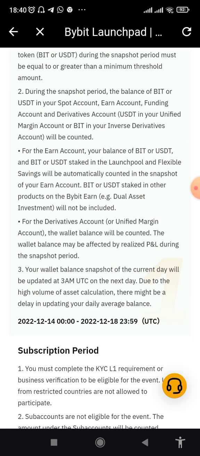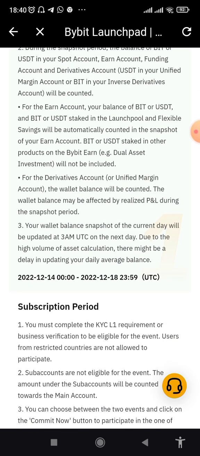Okay, and you definitely have to have that money in your spot wallet, or your funding account, or your derivative account. But the USDT has to be in the unified margin account, and your BIT has to be in your inverse derivatives so that it can be counted. So for an account, you definitely have to keep it there.